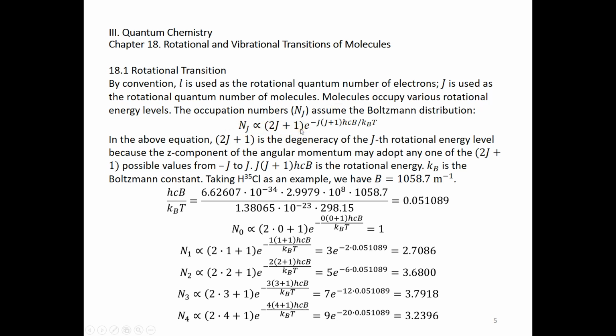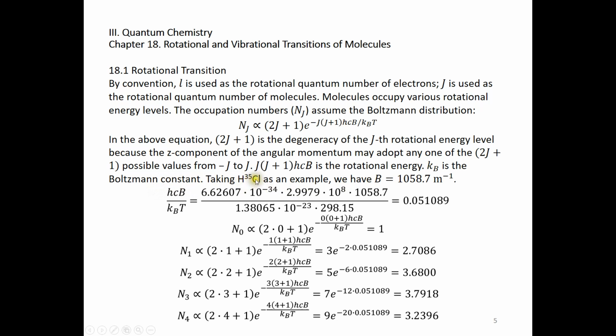this degeneracy and also to e to the power of negative rotational energy over k_B T. The rotational energy is J times J plus 1 times hcB. k_B is the Boltzmann constant. k_B is R over Avogadro constant. k_B is 1.38 times 10 to the power of negative 23 joule per Kelvin.